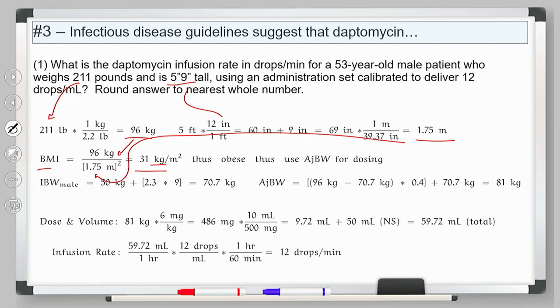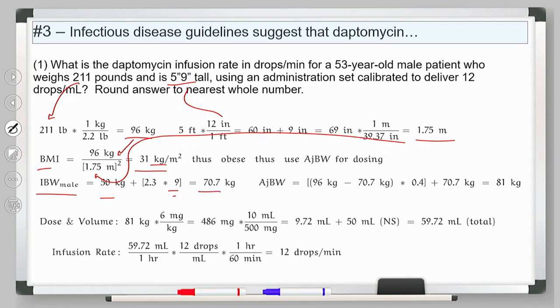Remember, adjusted body weight starts with the ideal body weight. So you always have to start calculating with the ideal body weight. And I will warn you, the only trick with ideal body weight is it's different by gender. So make sure you choose the correct starting formula based off of the gender. Since this is a male patient, we're going to take 50 kilograms plus 2.3 times every inch over 5 feet. He's 5 feet 9, so 9 times 2.3 plus 50 gives me an ideal body weight of 70.7.